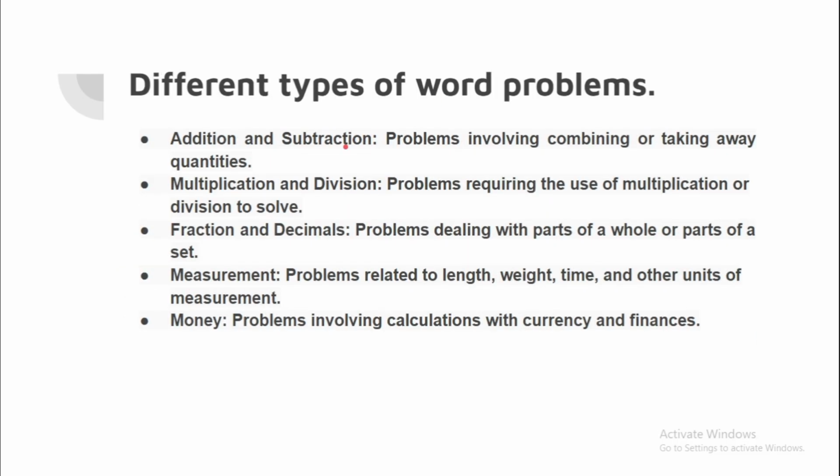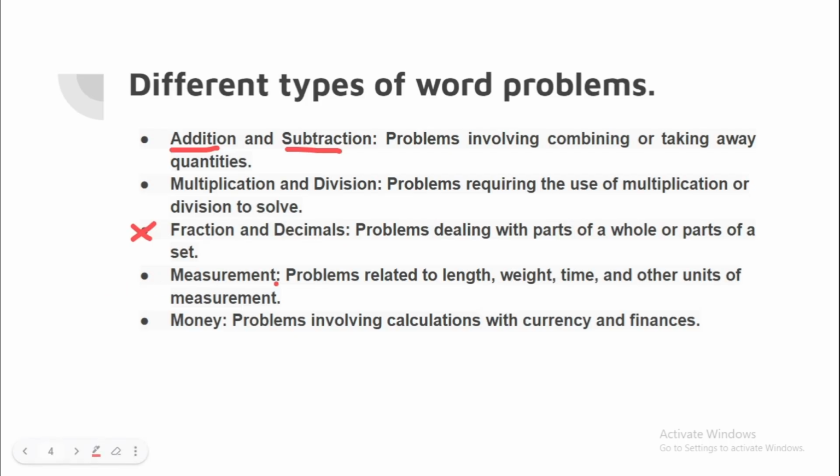Alright, there are different types of word problems. I'm going to speed run through these. Addition and subtraction just means you add or take away quantities. Quantities mean numbers. Multiplication and division are just problems that use multiplication and division to solve them. This one we're not going to do, but it's still a big one: fractions and decimals. These are problems dealing with parts of a whole or parts of a set.